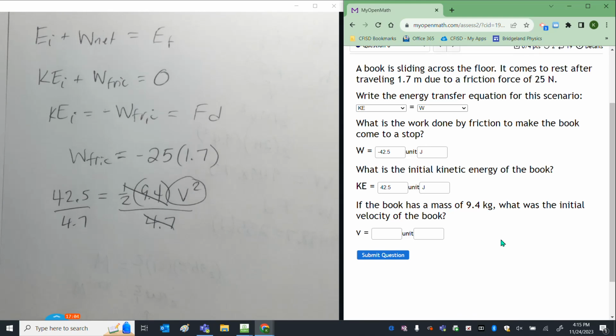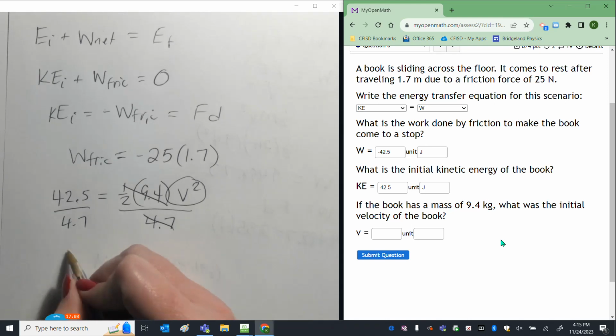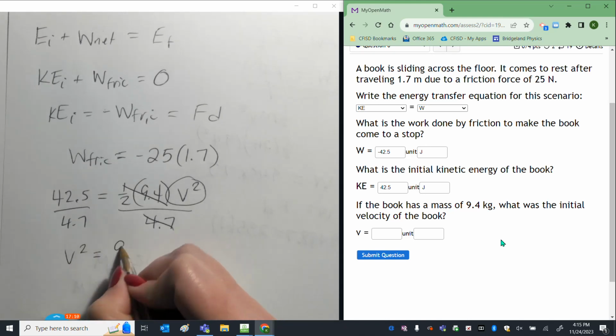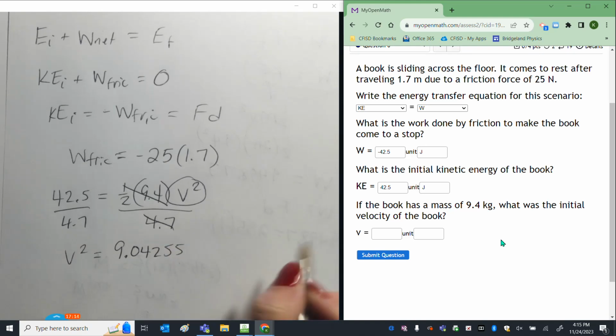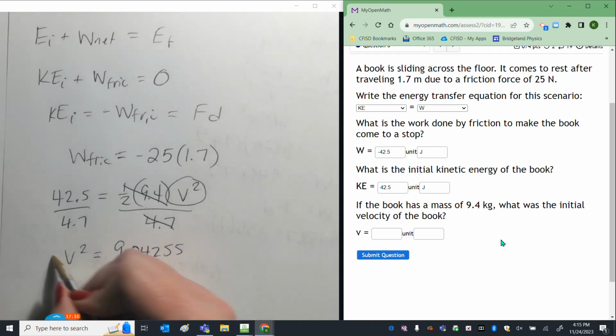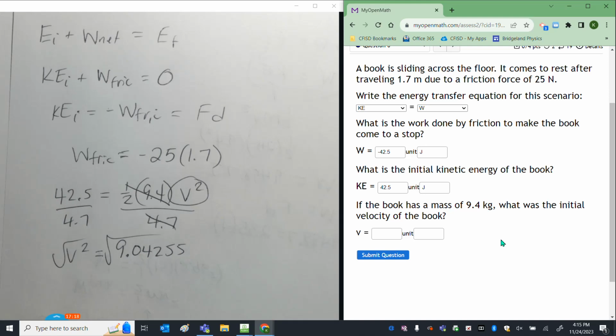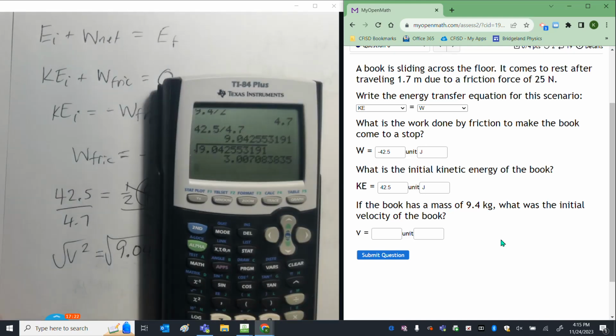42.5 divided by that 4.7 is going to give us v squared equals 9.04255. Again, I need to take the square root because we don't want v squared, we want v. And again, that's the unrounded value. When I round it, 3.01 meters per second.